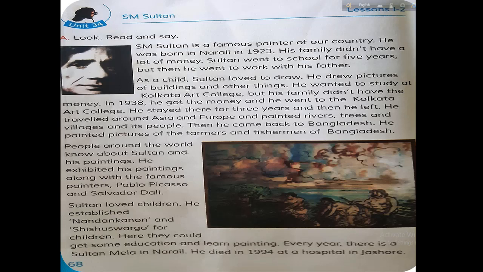Dear students, I hope you are listening to me. Now, I will read this passage again. SM Sultan is a famous painter of Bangladesh, of our country. He was born in Narail in 1923. His family didn't have a lot of money. Sultan went to school for 5 years, but then he went to work with his father. As a child, Sultan loved to draw. He drew pictures of buildings and other things.